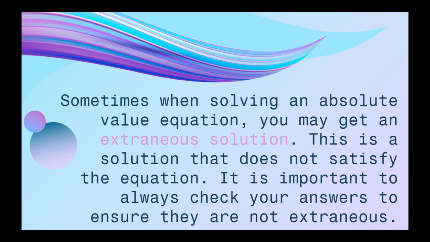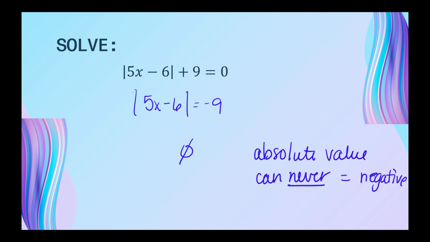So it's really important to always check your answers just to make sure that they're not extraneous, okay? And we didn't do that on the last one, but let's go back and just check it. So let's say we solved this. We said 5x minus 6 equals negative 9.